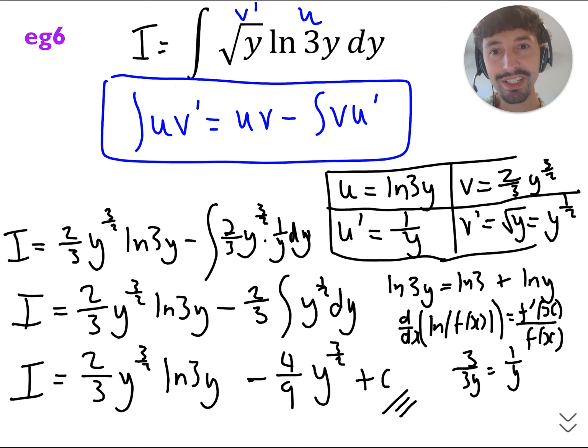And that is how you integrate the square root of y times the natural log of 3y. We get 2/3 y to the power of 3/2 multiplied by the natural log of 3y minus 4/9 of y to the power of 3/2. So a bit of a mouthful, but that's a nice integration by parts question. And again, we had a natural log in there, so we took that to be our u, as has been the case in lots of other examples.